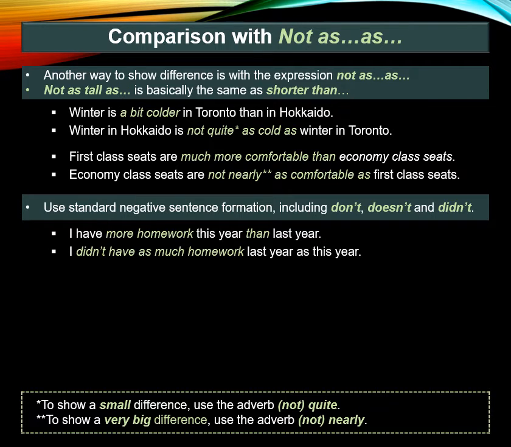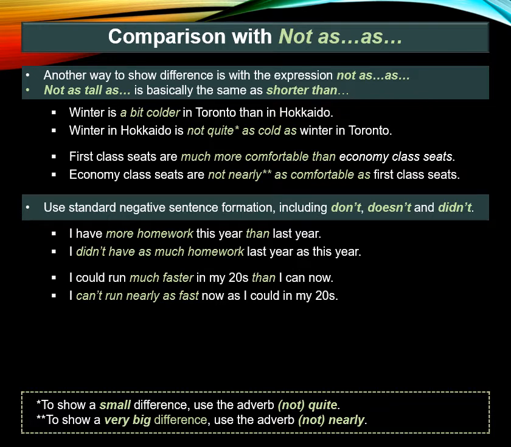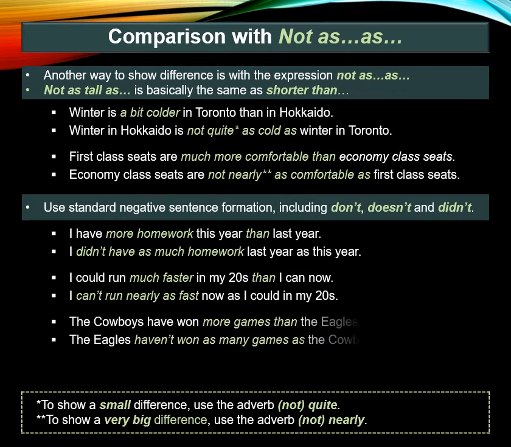I have more homework this year than last year. I didn't have as much homework last year as this year. I could run much faster in my 20s than I can now. I can't run nearly as fast now as I could in my 20s. The Cowboys have won more games than the Eagles. The Eagles haven't won as many games as the Cowboys.